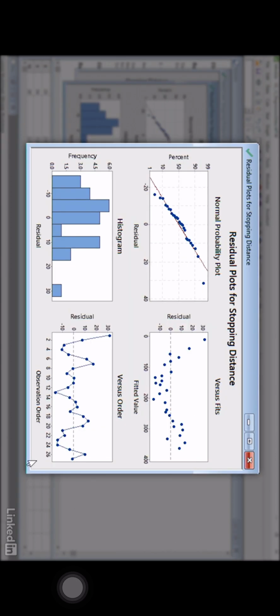As for graphs, 4-in-1 residual plots. While we're here, let's ask for options and get some prediction and confidence intervals. OK, and OK. Residual plots. As you can see, it looks like the residuals or the error term is normal and random. That's very good news. So we have a valid model.